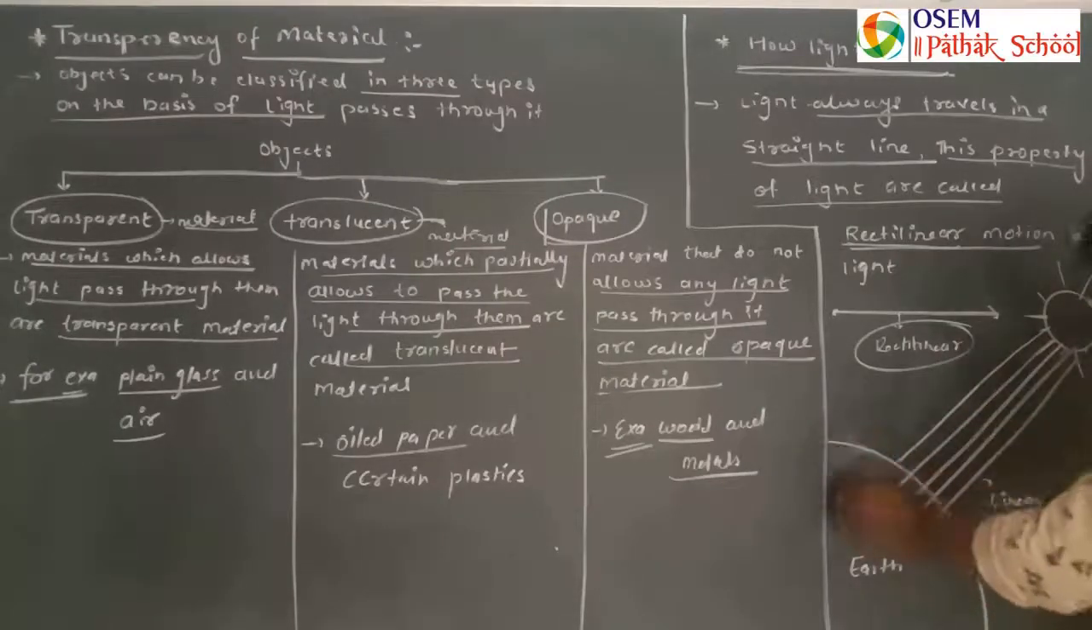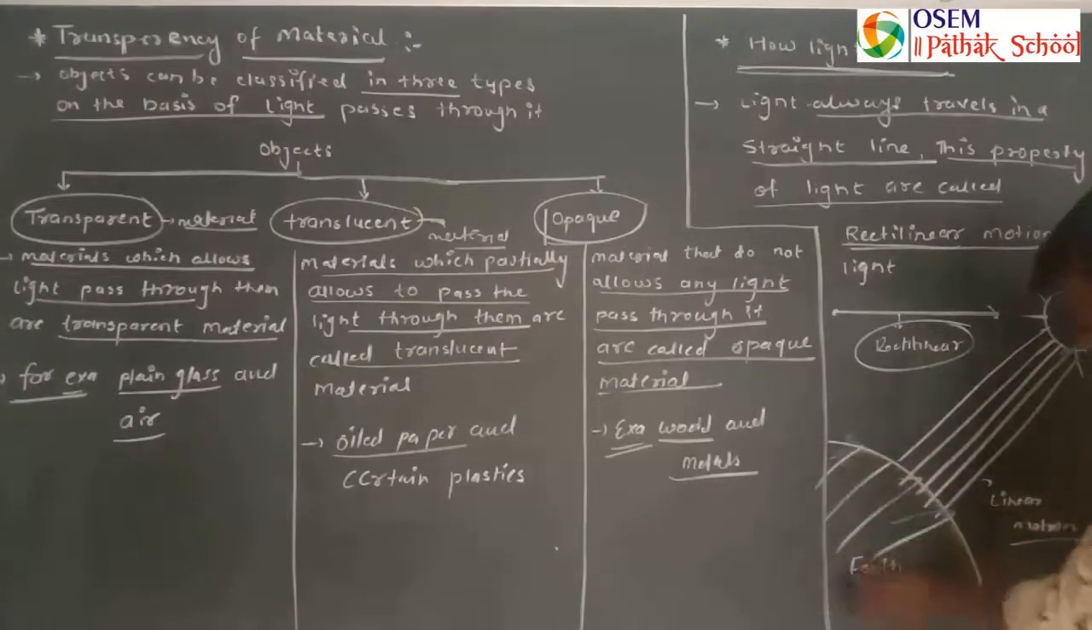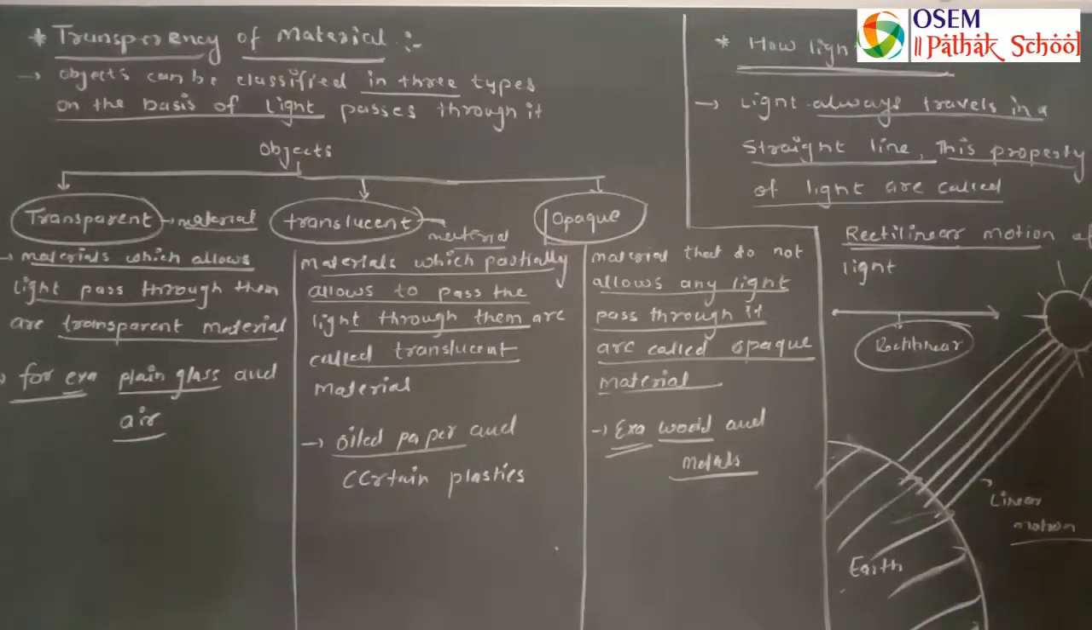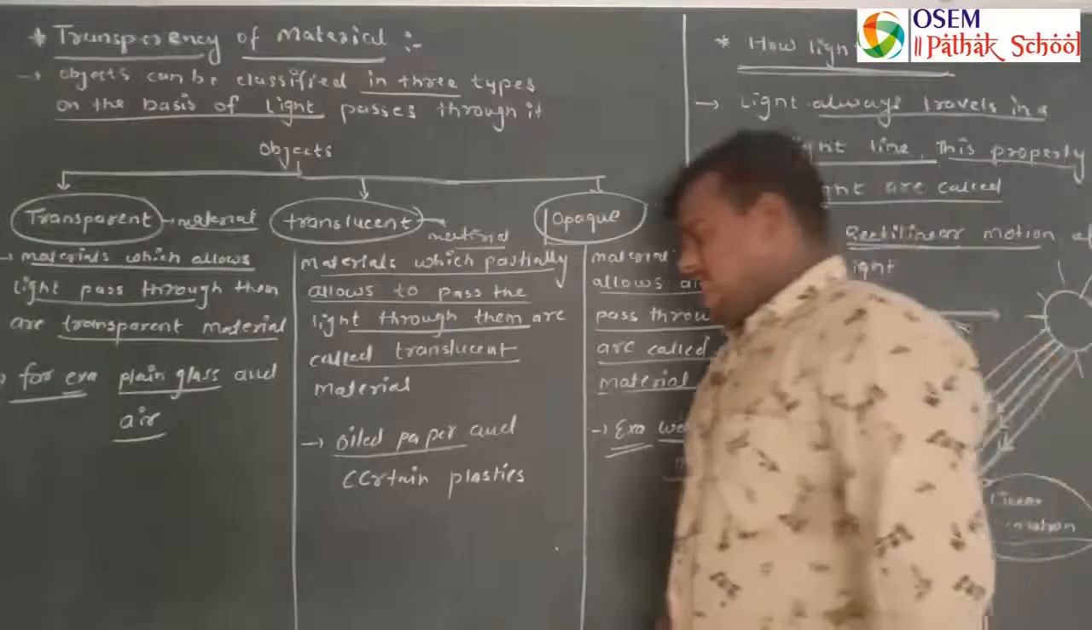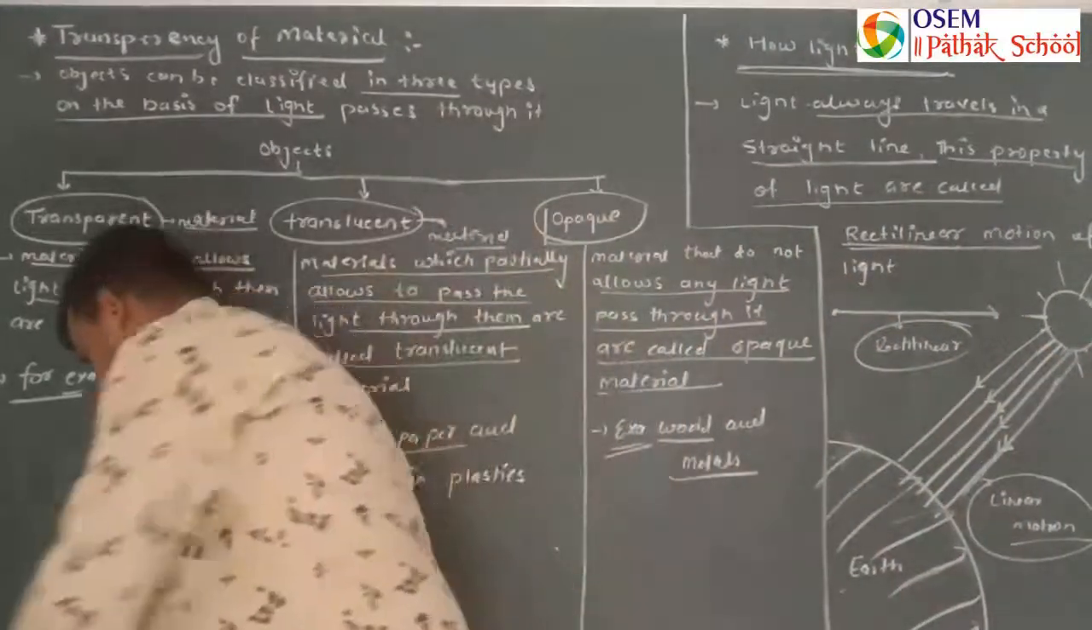For example, this is our earth on which we are living, and this is the sun. So the rays of light which are coming from the sun are straight lines. These lines are straight lines. So this is linear motion. The movement of light is a rectilinear motion. So light travels in a rectilinear motion.